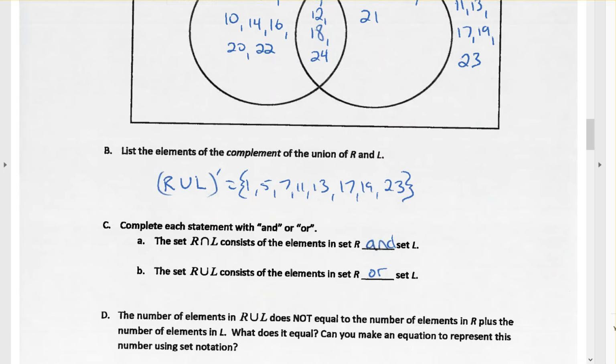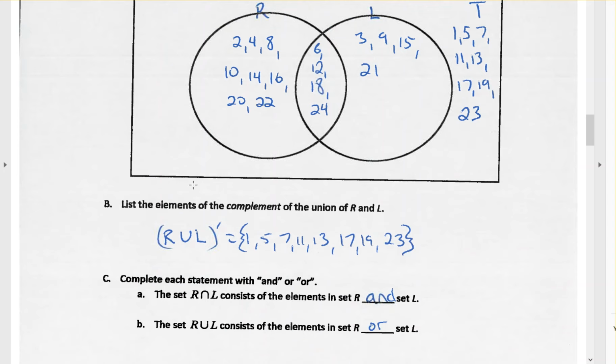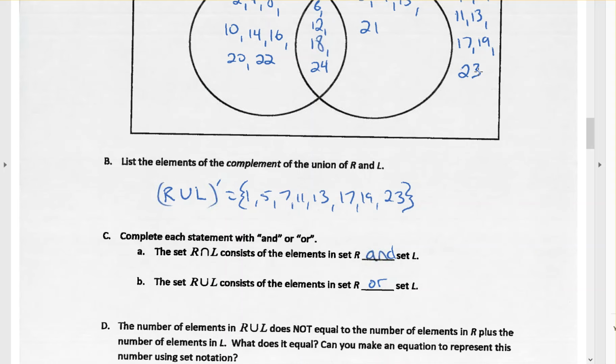It says now list the elements of the complement of the union of R and L. So remember R union L, that would be everything. So we're talking about all the numbers in here, right? So the complement's going to be all the leftover numbers, right? Everything outside that is inside the universal set, but not part of those. So that's all these numbers along the side here. That's what these are.